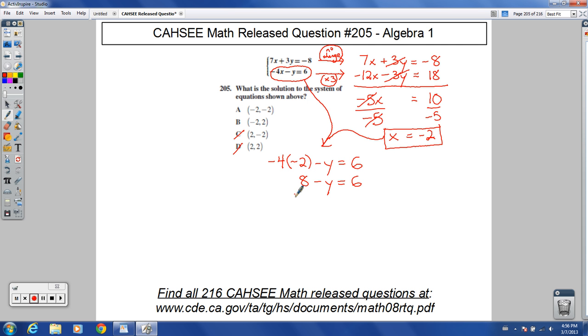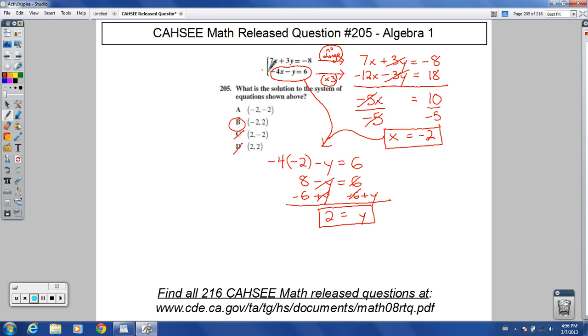And then from here, I could add y and subtract 6 from both sides. Because if I add y to both sides, that will cancel. And if I subtract 6 from both sides, that will cancel. And so I'd be left with y equals 2. So my final answer should include x as negative 2 and y as positive 2. That looks like it's choice B.